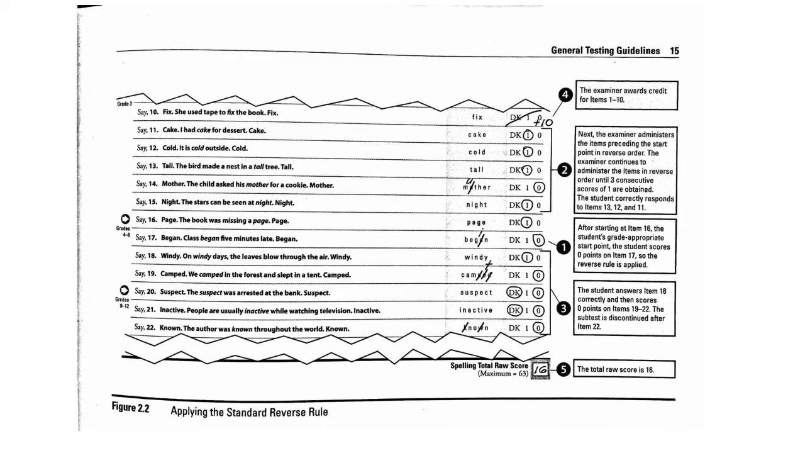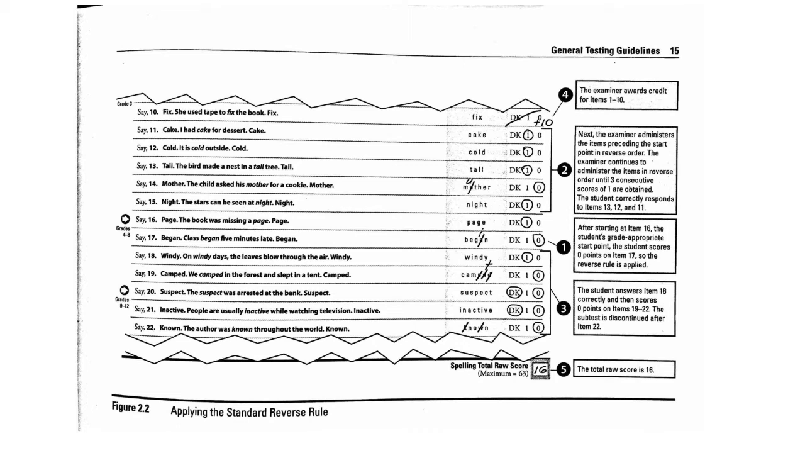Okay, so the last few things I want to talk to you about is applying the standard reversal rule. Okay, so the standard reversal rule really is related to all the basal and ceiling requirements for students when they're taking the WIAT. Okay, so the first thing that you would do is start at the item that is appropriate for that student's grade level.